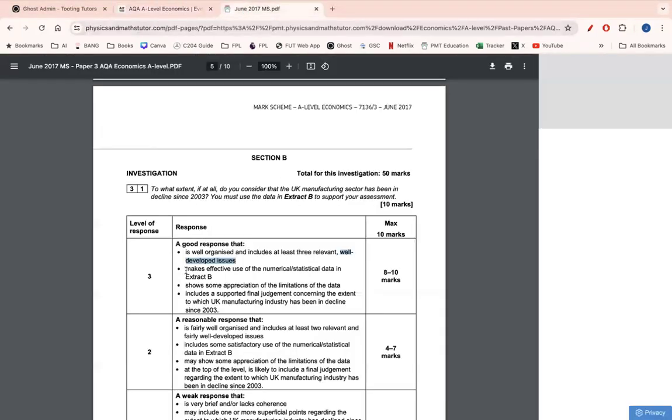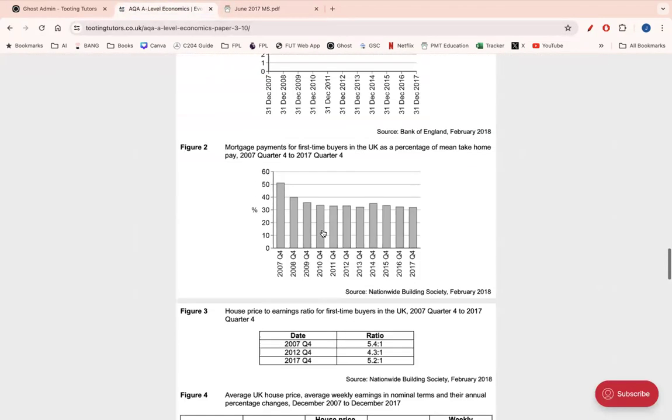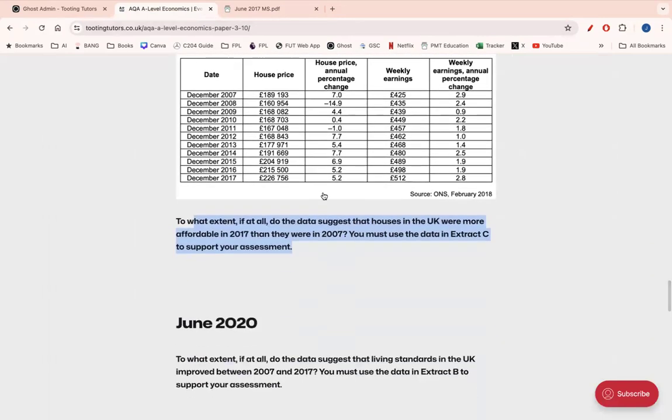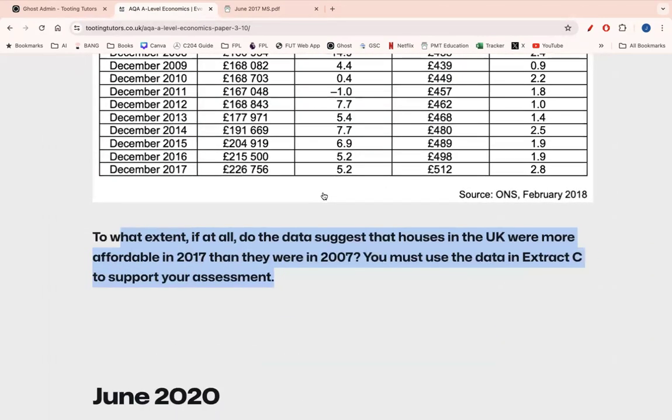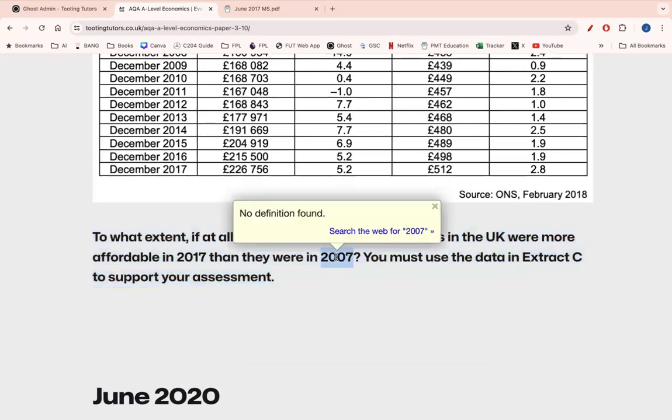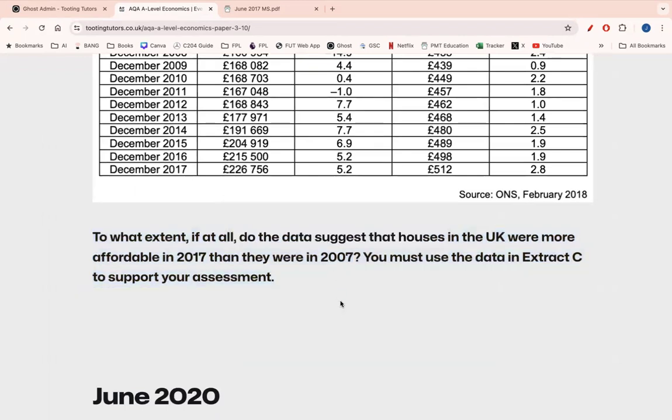Just use the data every single time you say a point. Don't go too into detail about the limitations. Just say one limitation per point you make, and then just say a sensible judgment. So clearly, the majority of the figures are showing that houses are becoming more affordable compared to 2007. But you can mention that most of the affordability improved until like 2010 or 11 or 12, but then after that, it's just been constant. Perfect.